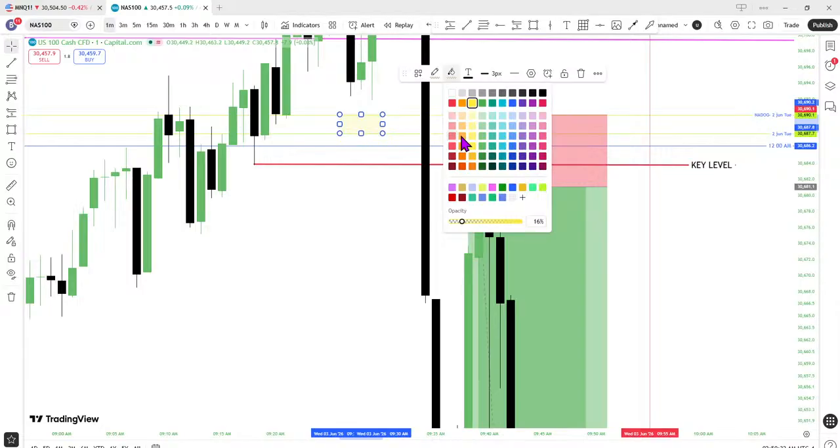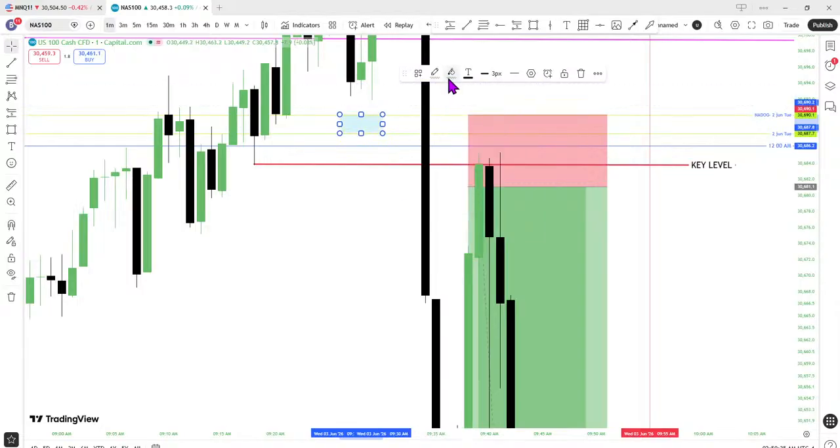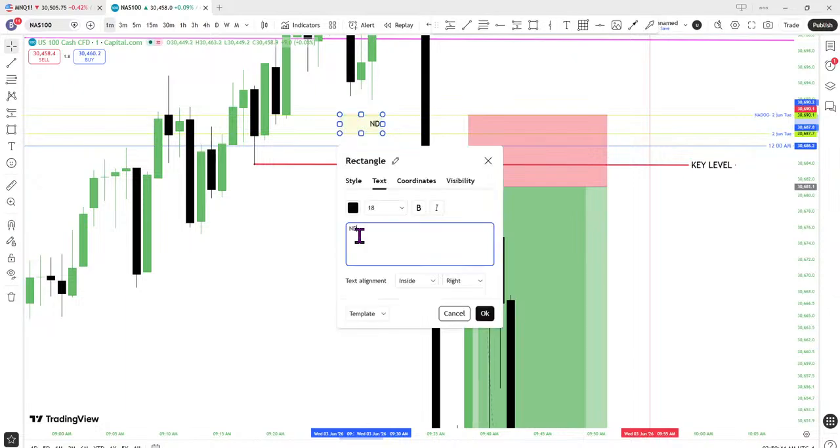Let me change it to blue. Okay, the yellow is still perfect. Then let me type it inside here. That is new day opening gap. At the new day opening gap, I keep my stop loss at the 50% of it.